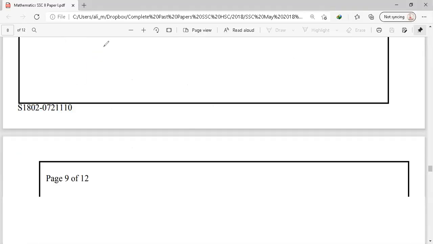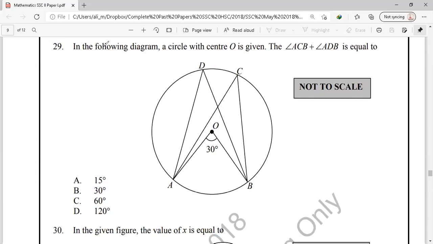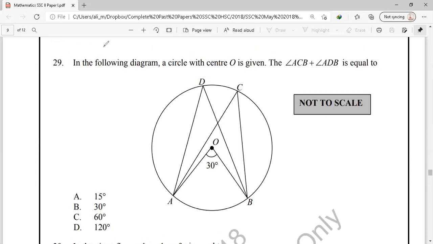Let's see question number 29. In question number 29, we have another circle with center O, and we have to find the angle ACB plus ADB. We have to find the sum of these two angles. Let's mark these two angles: ACB is this angle, while ADB is this angle.